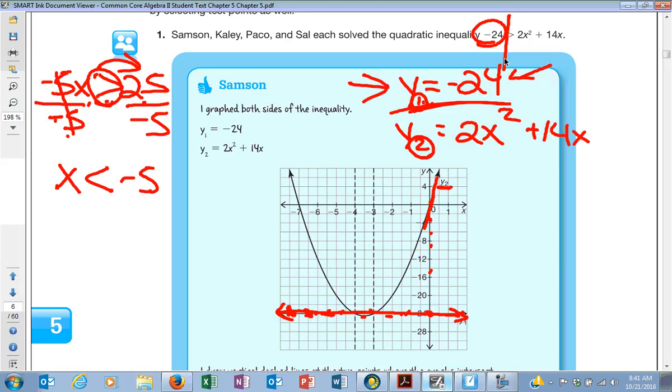If I want my y to be negative 24, it's got to be on that line. My x can be whatever it wants. I don't care. I want my y to be negative 24. That's what this equation says. What kind of graph is this going to be? Because I've taken Algebra 2 and Chapter 2, how do I know this is going to be a parabola? X is to the second power.